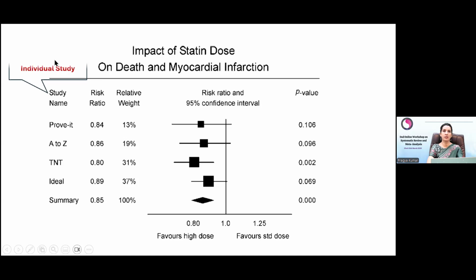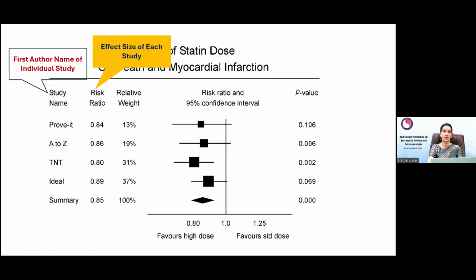So your first column is generally the first author name, and you label your study like that. The second is regarding your outcome measure. In this case, the outcome measure is your risk ratio. Risk ratio is the effect size of each study, and then this relative weight is assigned. In the case of a fixed effect model, this weightage is dependent on the sample size.